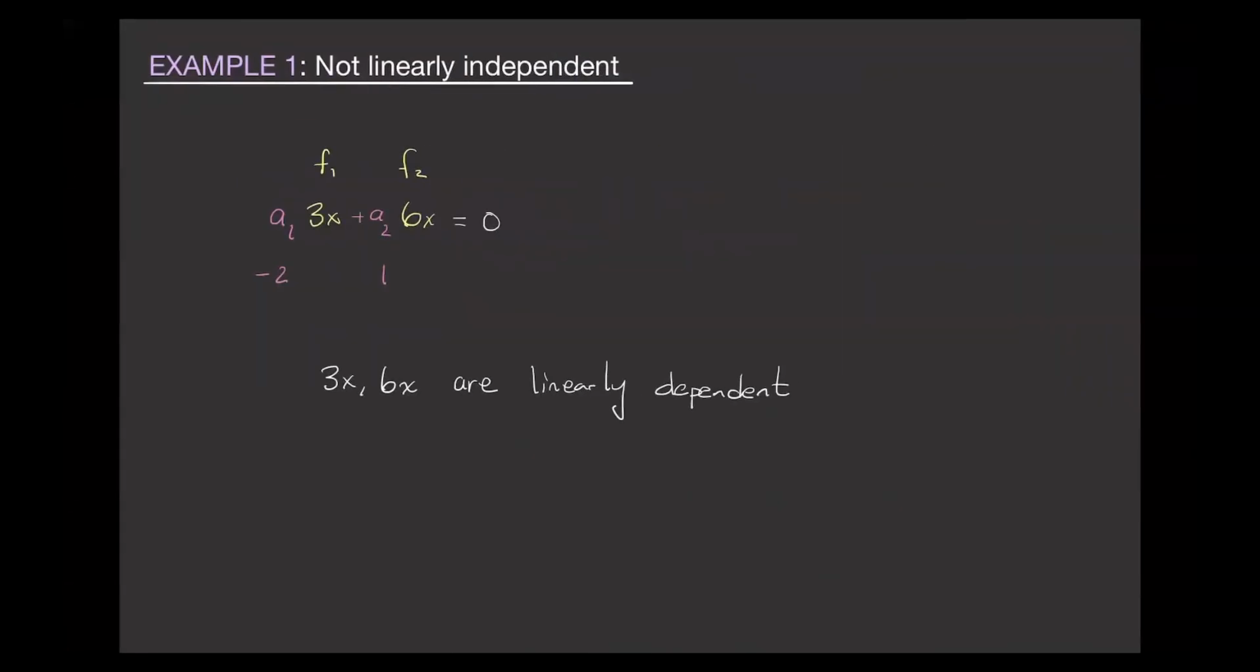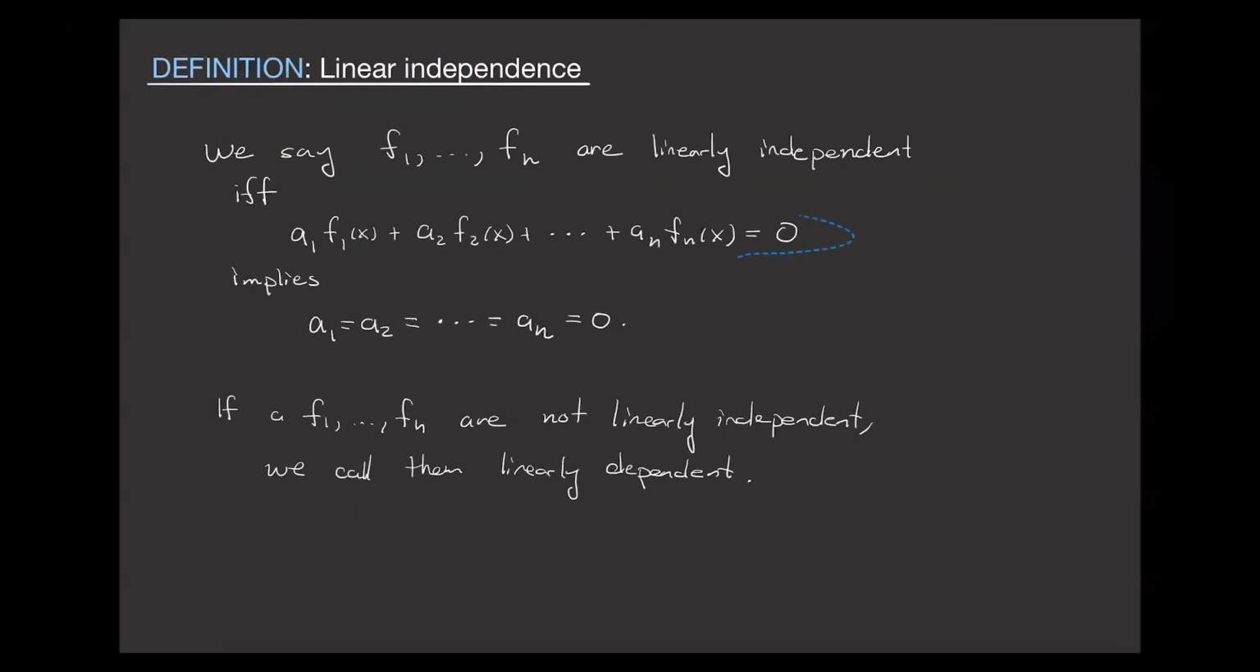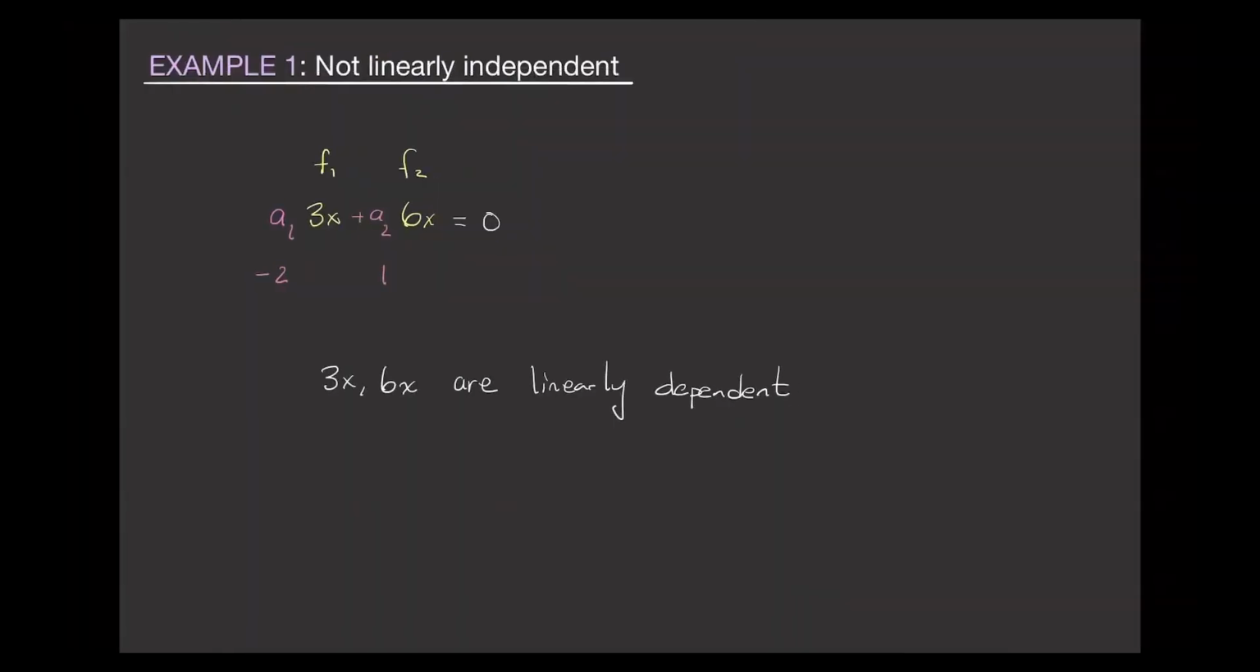And now in this case, we found that these two are not linearly independent. That is 3x and 6x are not linearly independent because we could come up with some A1, A2 set, some constants such that they're not all 0. In order to be linearly independent, it has to be that when you set this linear combination equal to 0, it has to be that these are all 0. Let's look at a case where it is linearly independent. I think it'll make more sense.